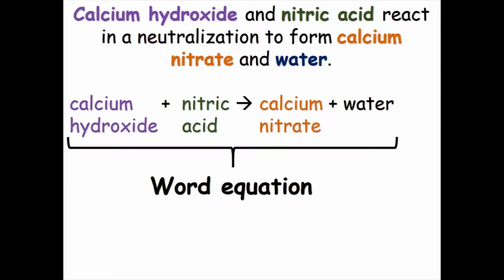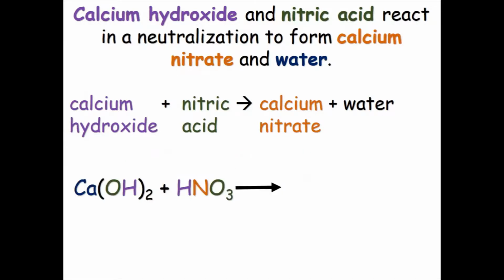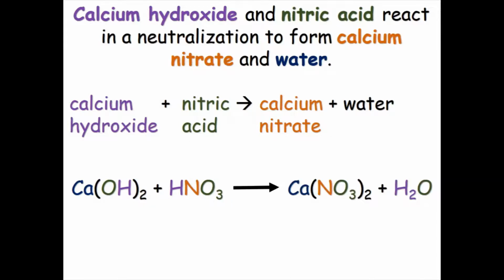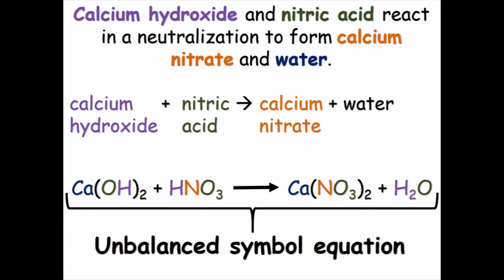This is again the word equation, and we're going to transform this into the symbol equation. So we have Ca(OH)2 for calcium hydroxide plus HNO3 for nitric acid react to Ca(NO3)2 plus H2O for water. And this is the unbalanced symbol equation.